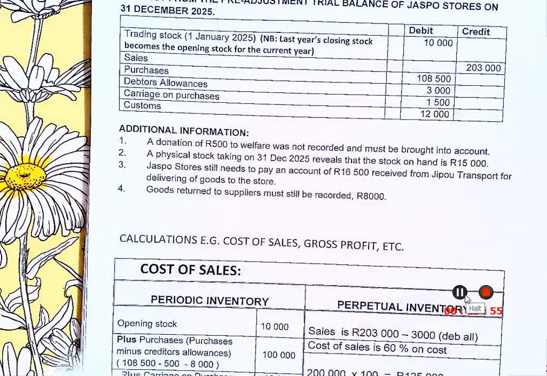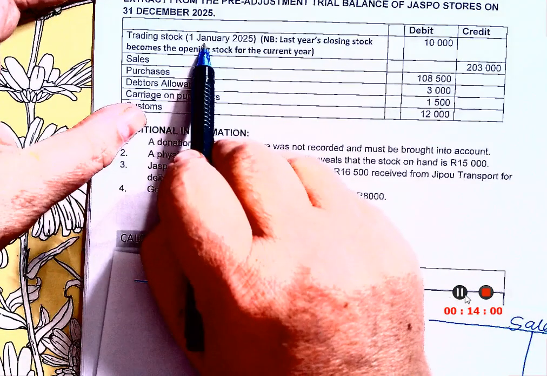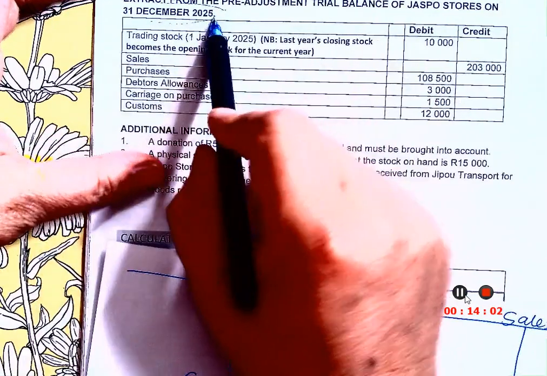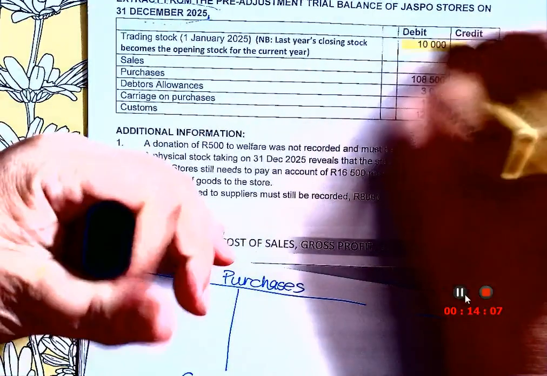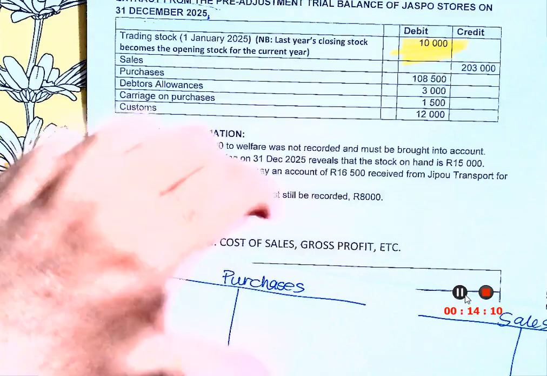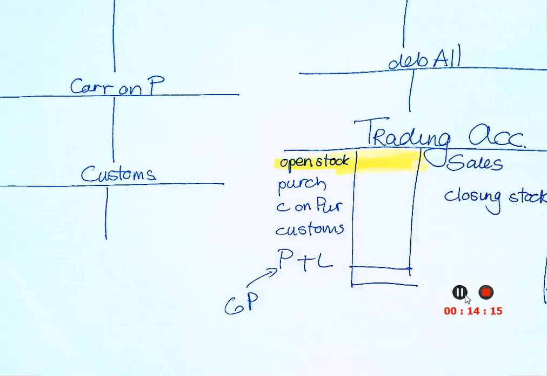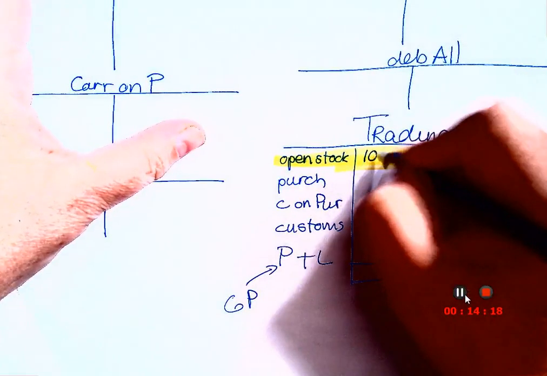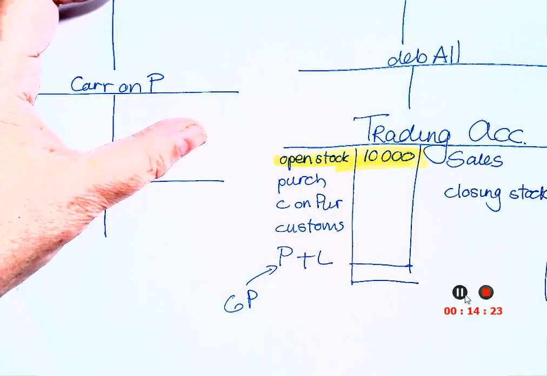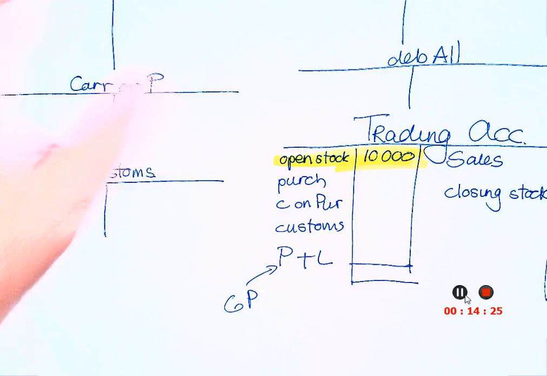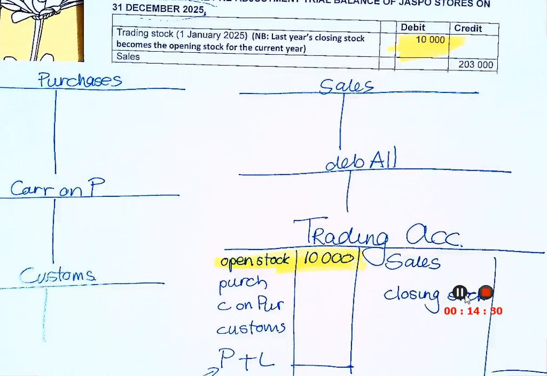Now let's quickly look at this. Trading stock on the 1st of Jan. Can you see my year ends 31st December? Which means this is my opening stock. Okay? So I'm going to put it here in the trading account. My opening stock, 10,000. Can you see it's not my purchases? Okay. Next, sales. So I'm going to put my sales.